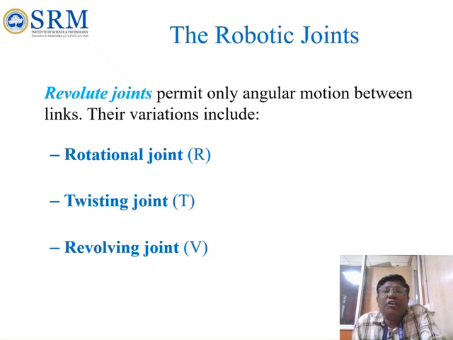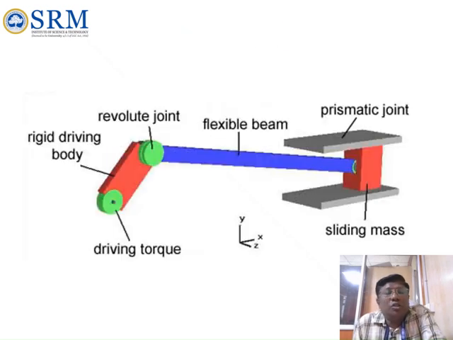And the revolute joint: in a revolute joint, angular motions are given. It has three types: one is a rotational joint, another is a twisting joint, and the third is a revolving joint. So the revolute joint permits three types of angular motion. Now if you look here, the prismatic joint is a linear one, it can move up and down along a flexible beam, and this is the revolute joint, which can move up and down here. This is the turning axis, and you have a torque provided here.